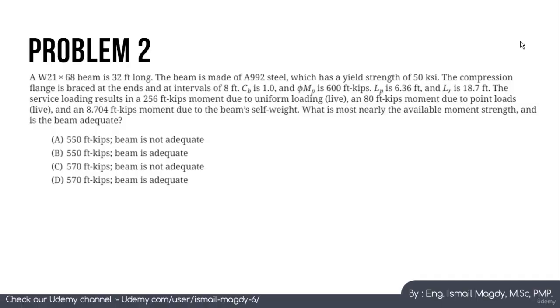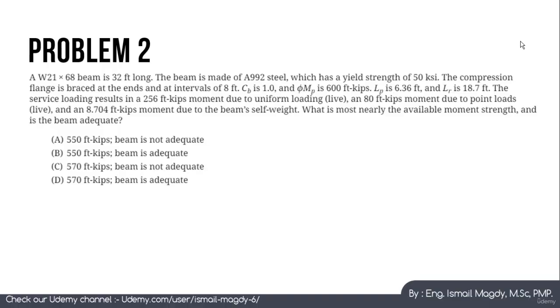So let's check this exam problem. A W21x68 beam is 32 feet long. The beam is made of A992 steel, which has a yield strength of 50 ksi. The compression flange is braced at the ends at intervals of 8 feet. Cb is 1 and phi Mp is 600 feet-kips. Lp is 6.36 feet and Lr is 18.7 feet.